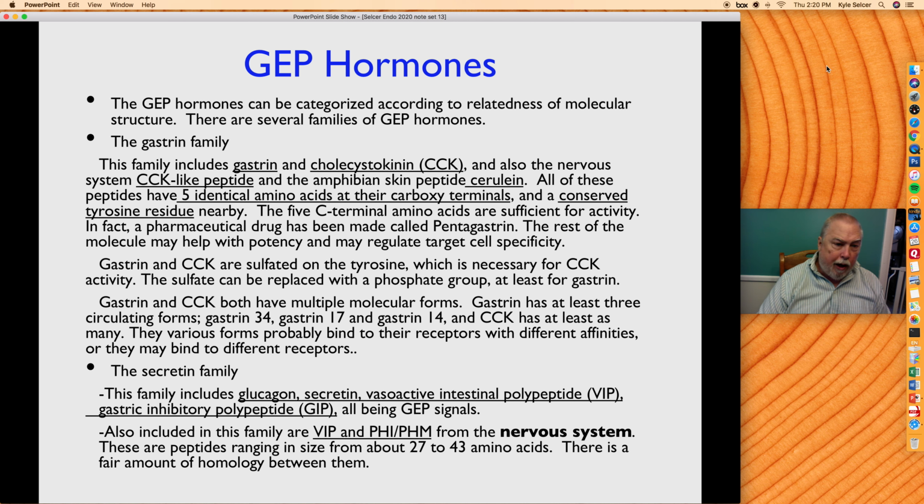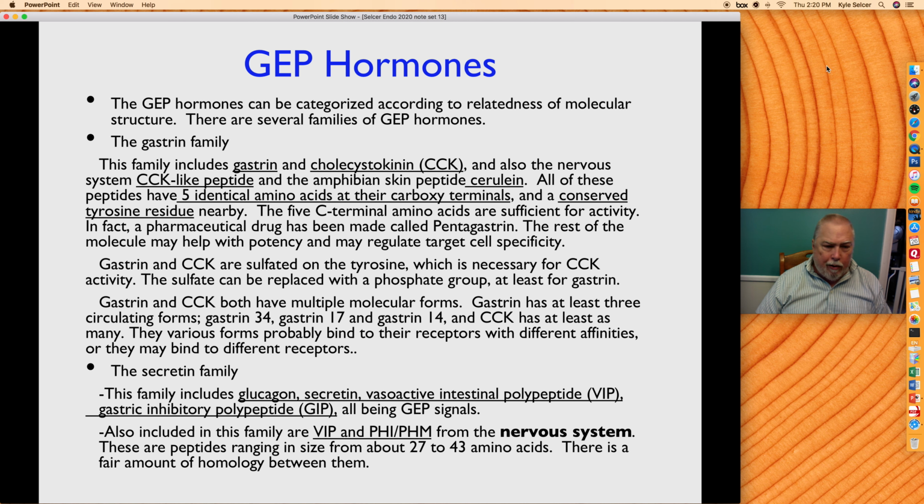Gastrin and cholecystokinin both have multiple molecular forms. Gastrin has at least 3, which I'll show you in a minute in a picture. Gastrin 34, gastrin 17, and gastrin 14. Cholecystokinin has at least as many forms. The various forms probably bind to the receptors with different affinities, or they bind to different receptors.